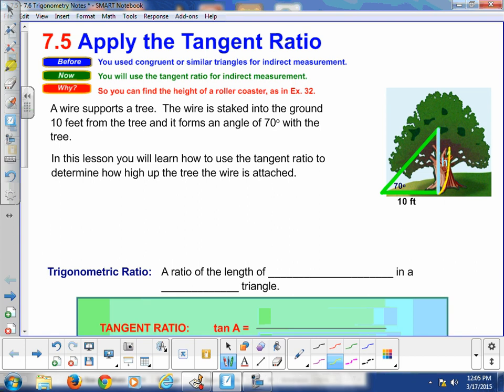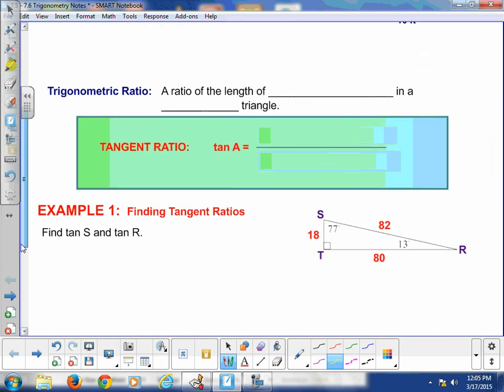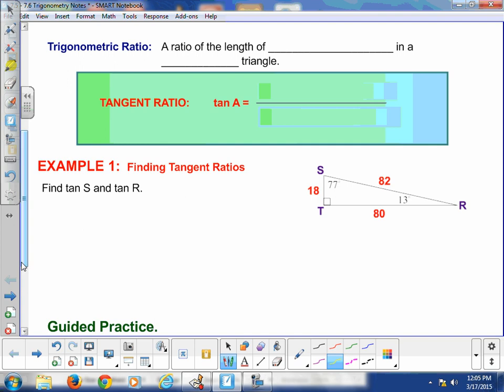We will be able to find out how high up that wire is in the tree by using trigonometry. So that's what this whole lesson is about. We can't solve the problem right now. We'll be able to solve it later. But for now, that's what we have to look forward to.